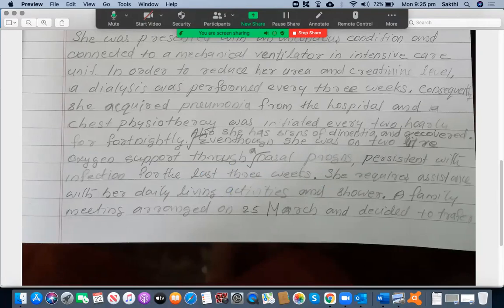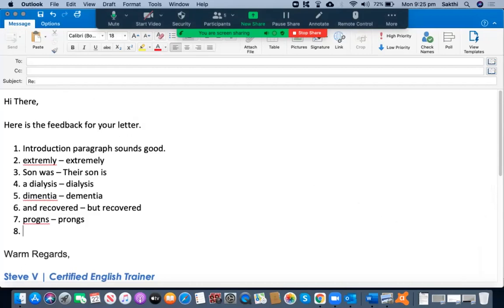She requires assistance with her daily living activities and shower. But shower includes the daily living activities, isn't it? You don't need to write that down separately. Showering, toileting, and all these things include mobility. All those things include here. So on shower, I don't think shower would be different.